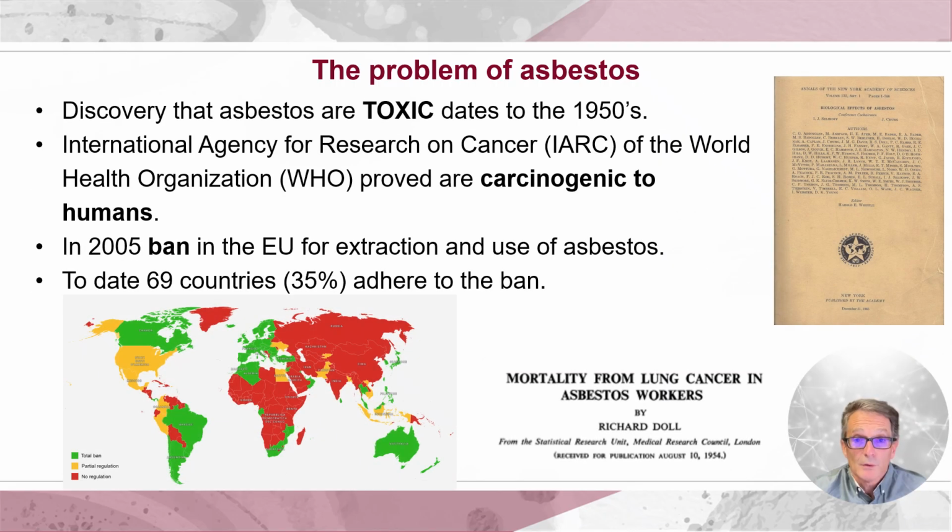The toxic nature of asbestos was recognized in the 50s. The International Agency for Research on Cancer of the World Health Organization established that asbestos is carcinogenic to humans. In 2005, the European Union introduced a comprehensive ban on the extraction and use of asbestos. To date, 69 countries, representing around 35% of the world's nations, have implemented similar bans, while the remaining countries continue to allow a loosely defined policy of so-called controlled use.